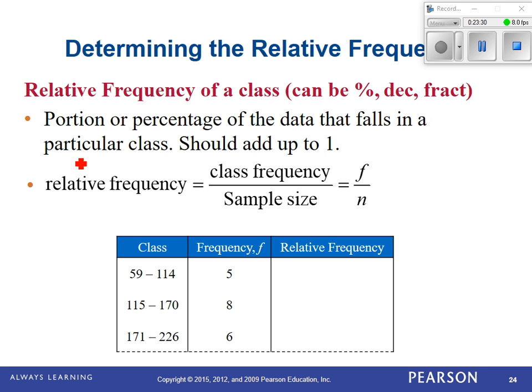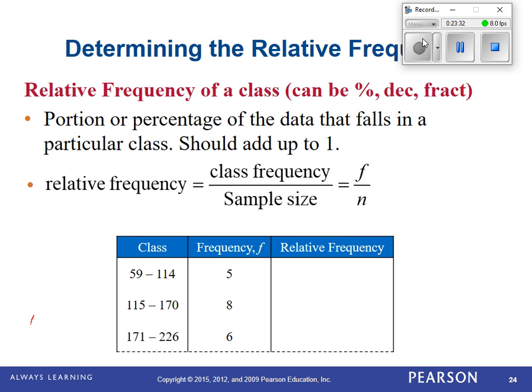Relative frequency. This is about where we left off. Relative frequency of a class can either be a percentage, a decimal, or a fraction. We'll probably use decimals most of the time just because they're easier. It's just a portion or percentage of the data that falls in that certain class. So you're just looking at each class and figuring out what percentage falls in that class. I'm going to say percentage most of the time, but then we'll write down a decimal answer.